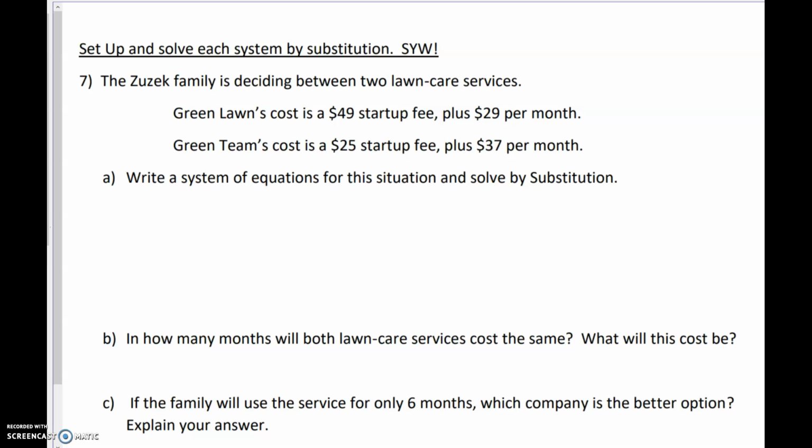Hello, mathletes. In this video, we are going to be correcting a worksheet that you just did that says 8.2 part 3 at the top.